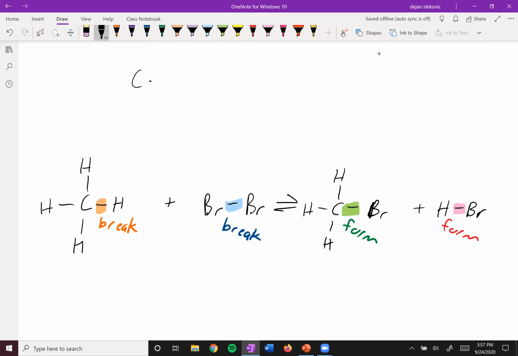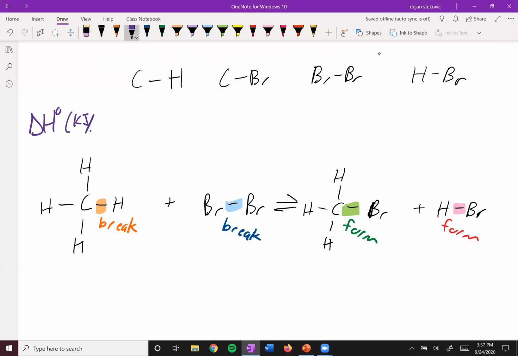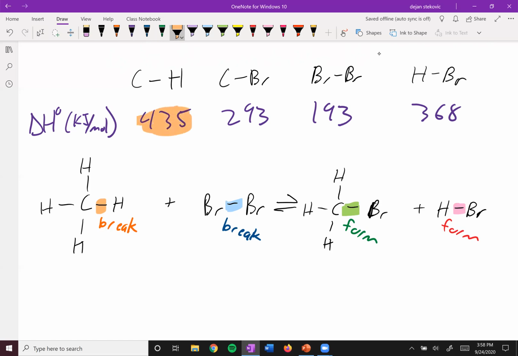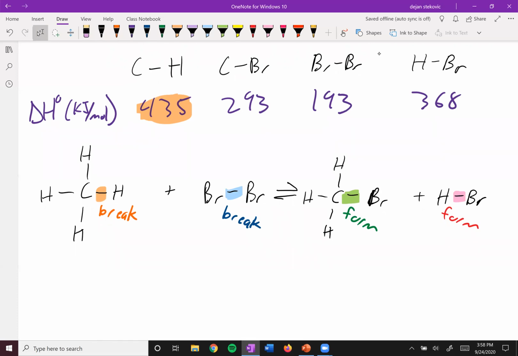And so you can look up these values in a table, right? So you can look up C-H, C-Br, Br-Br, and then H-Br. And if you find them, you'll find delta H at the standard states in values of kilojoules per mole. This will be 435, 293, 193, and 368. And so you just identify them, right? So here's 435. And remember, we're breaking this bond, right? So we're going to take 435 kilojoules of energy we have to put into the system to break this bond.